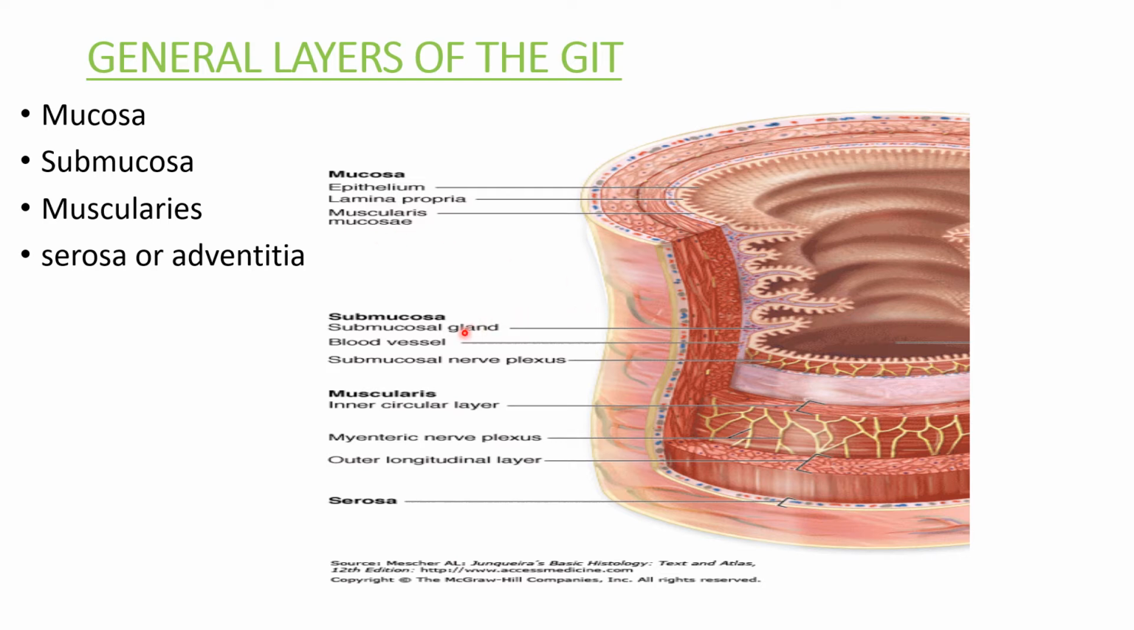The submucosa consists of the submucosal glands, blood vessels, and the submucosal nerve plexus, which is also called the Meissner's plexus. The muscularis consists of the inner circular and the outer longitudinal layers, and in between is the myenteric nerve plexus. And then the last layer is serosa or adventitia.